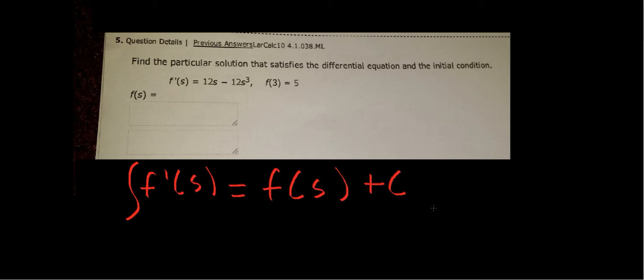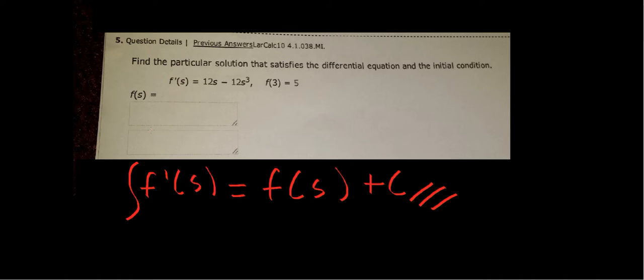And to understand what they're talking about, we have a function. They're giving us a function f prime of s. But if we take the indefinite integral of f prime of s, so we have no bounds on our integral, then the prime disappears and we get f of s plus c. So what they really want us to do right now is solve for this constant c. First, we're going to have to take the integral of f prime of s.